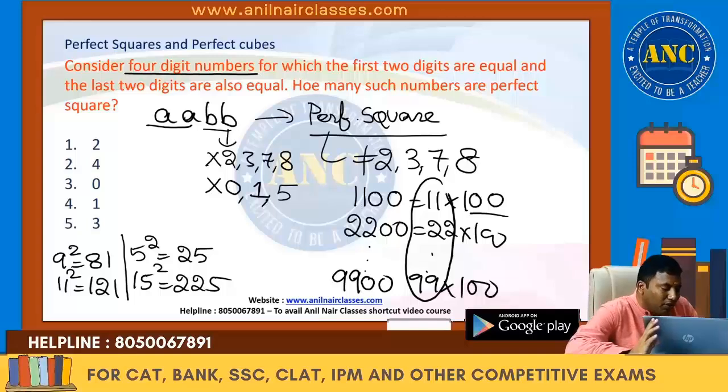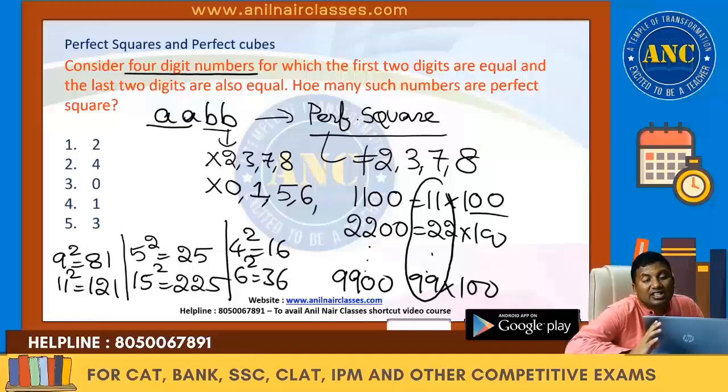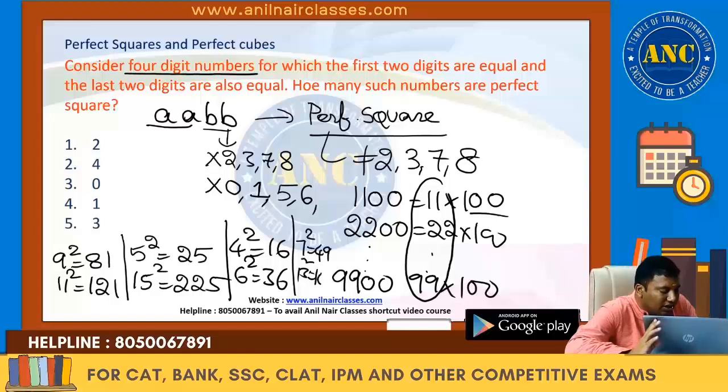5 cannot be possible. Next, 6. 6 is also not possible. 4 square is 16, 6 square is 36. If the unit digit is 6, the tens place will be an odd number. But according to the question, the last 2 digits should be the same. 6 is not possible. 7 square is 49, 13 square is 169. With 9, it is not possible. 0 not possible, 1 not possible, 2 not possible, 3 not possible, 7, 8, 9 not possible.